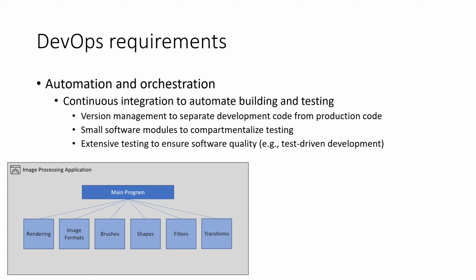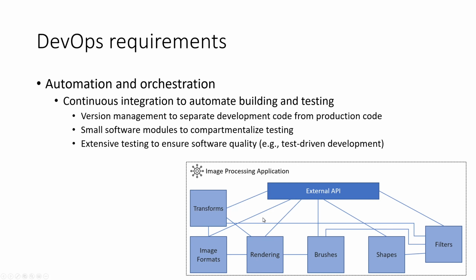When using DevOps, we try to build small modules to compartmentalize testing. Instead of having a big monolithic application that's hard to test, for example, if we make some changes to the filters module over here, we might need to test the whole application, which might be costly and take a lot of time. If we build an application using small modules, for example, when using a microservice approach, when we change the filters microservice, we only need to test the filters microservice.